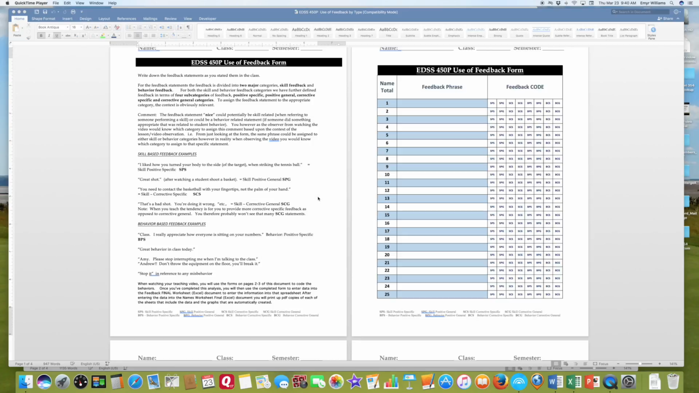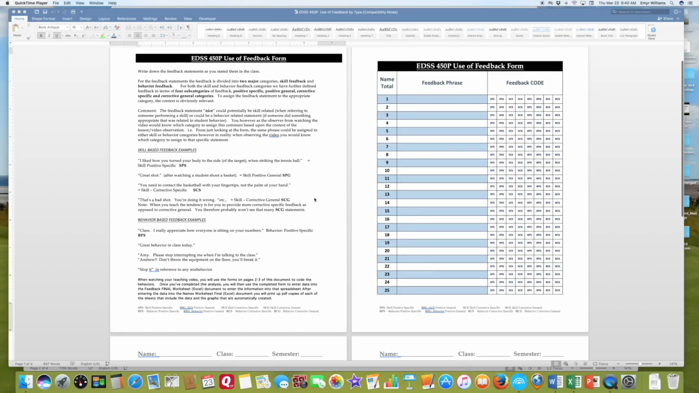Although generally, when you correct people performing skills or for anything else, you usually give them more specific feedback. So most of the corrective feedback tends to be specific, whereas a lot of the positive skill feedback tends to be more general. As far as behavior, the same type of thing.